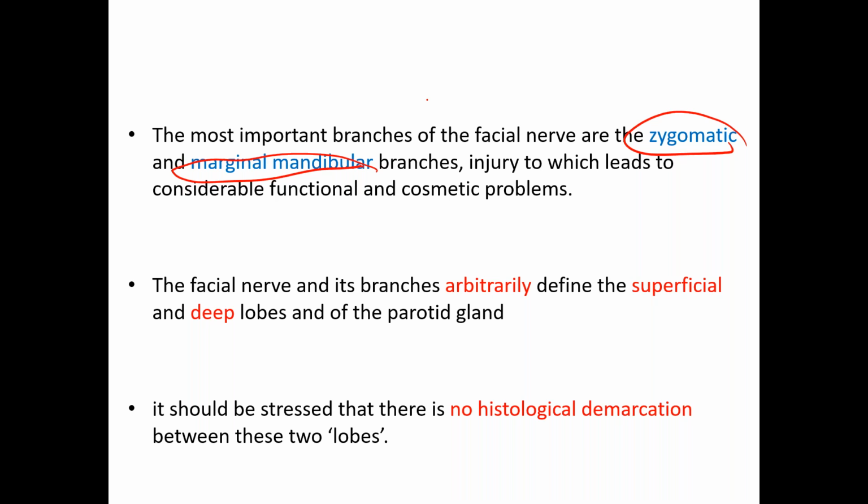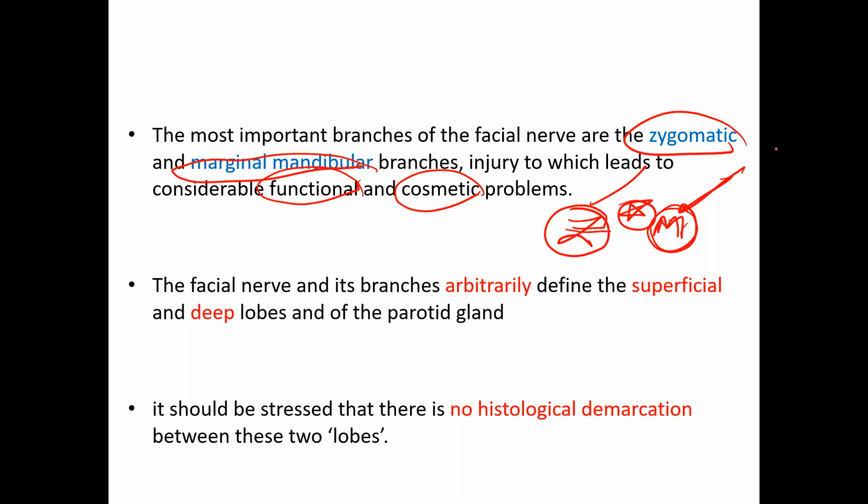Injury leads to functional and cosmetic problems. So what you should importantly remember is the zygomatic and marginal mandibular nerves, which are very important.